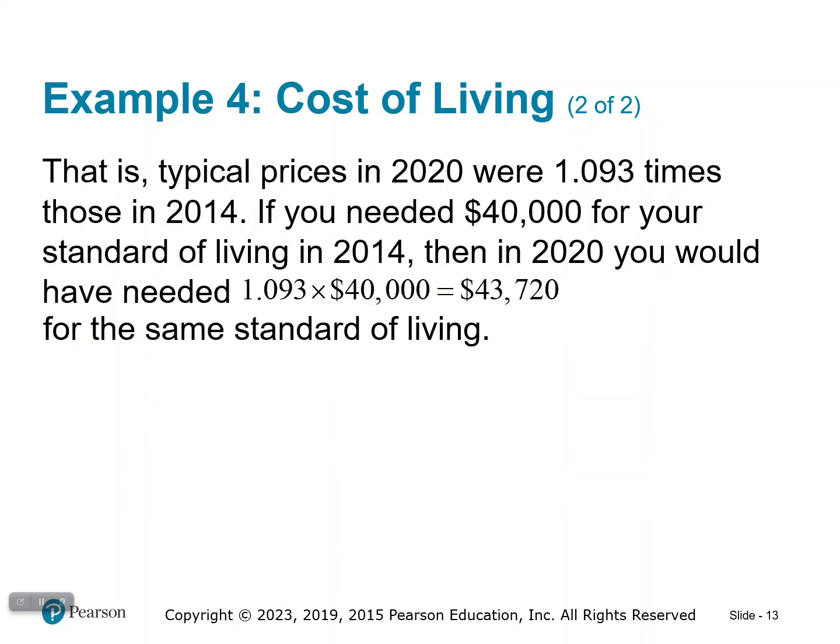This ratio gives us 1.093. That is, typical prices in 2020 were 1.093 times those in 2014. If you needed $40,000 for your standard of living in 2014, then in 2020, you would have needed 1.093 times that $40,000, or $43,720 for the same standard of living. Not bad. In 6 years, you only need $3,000 more, almost $4,000.